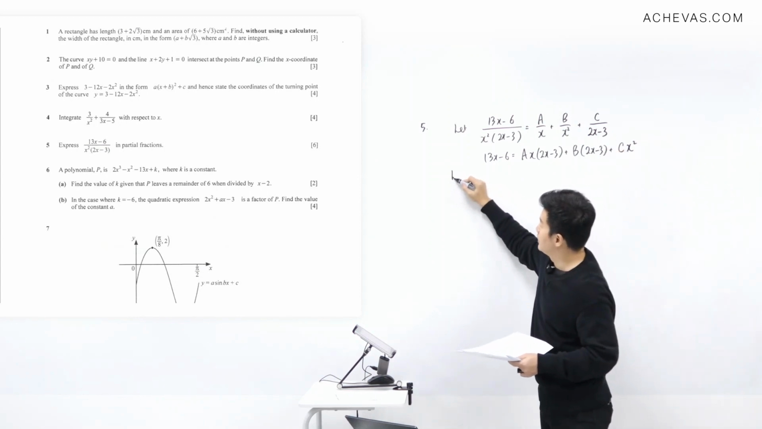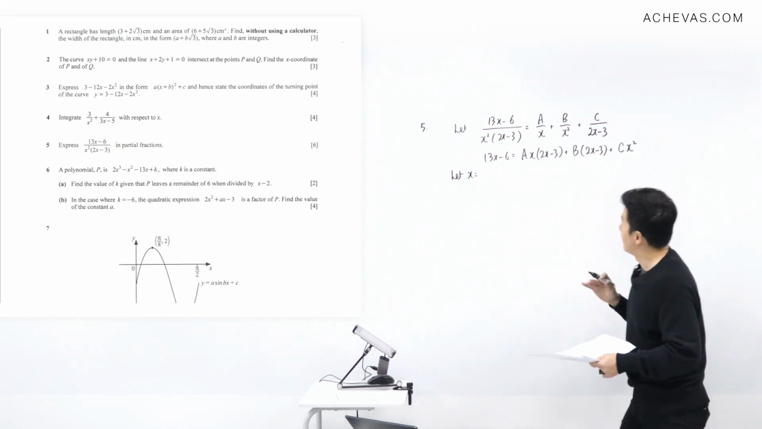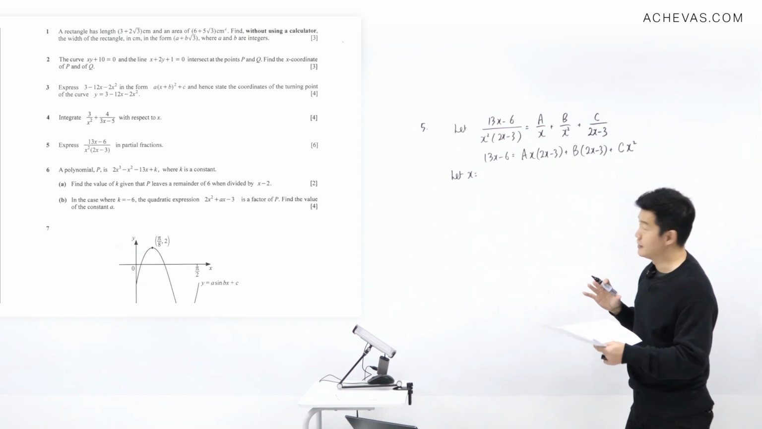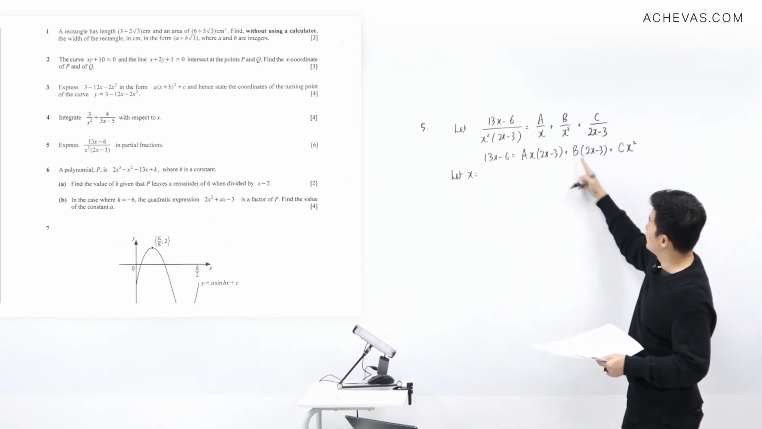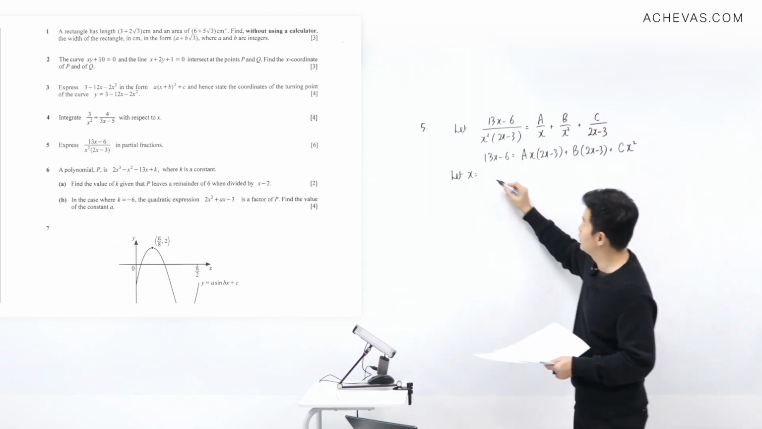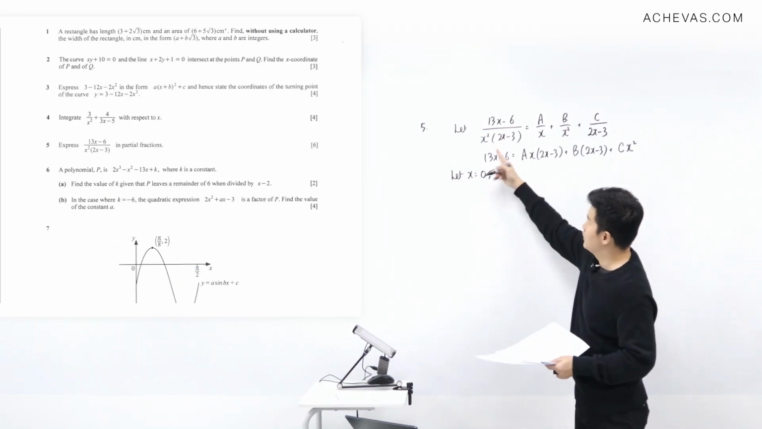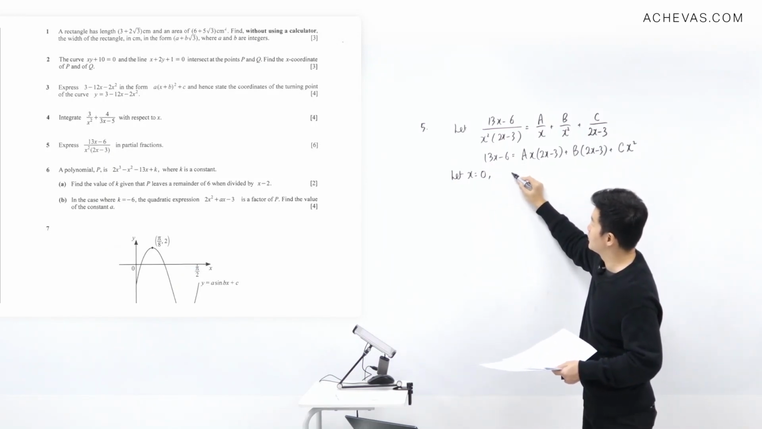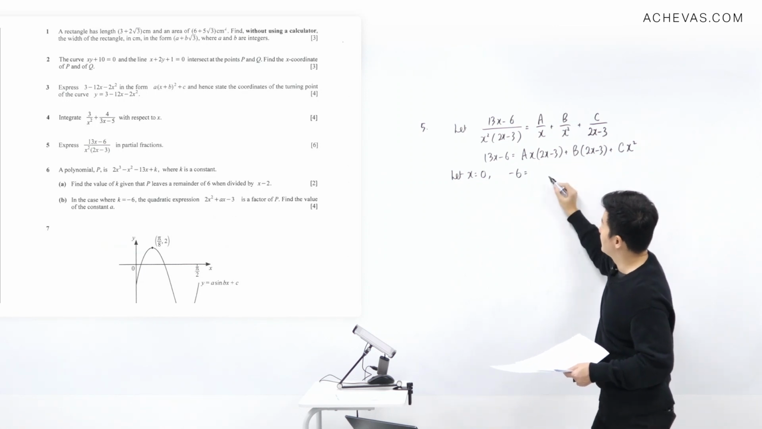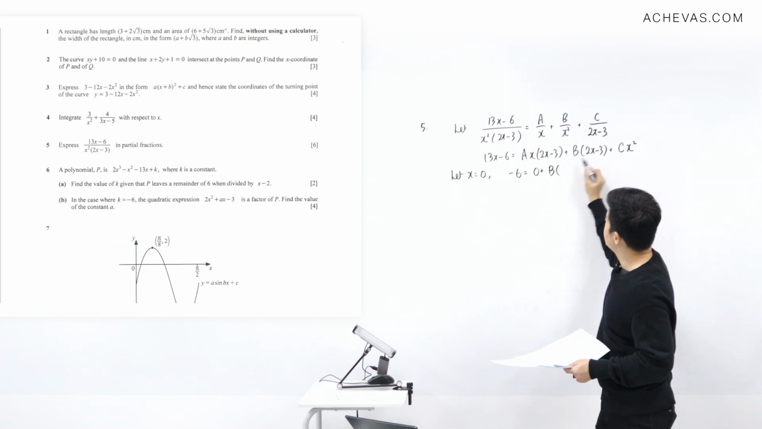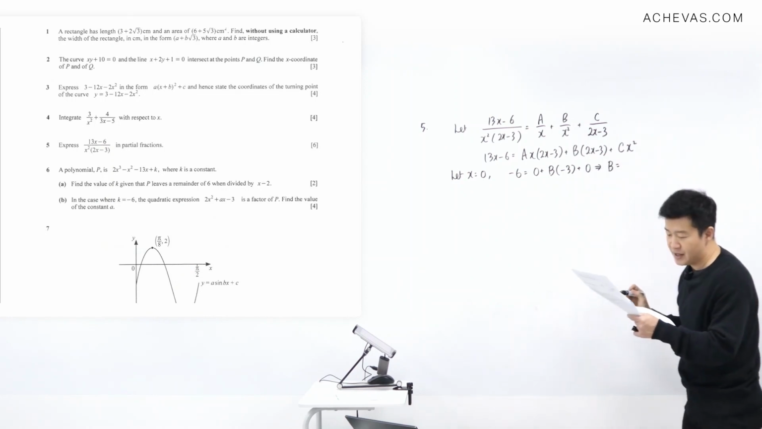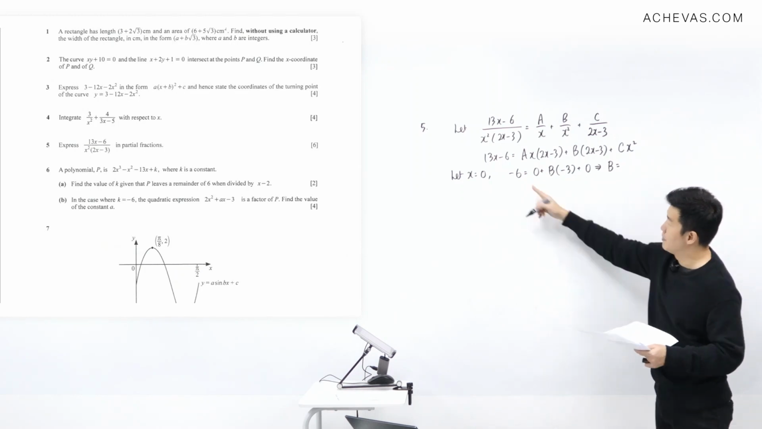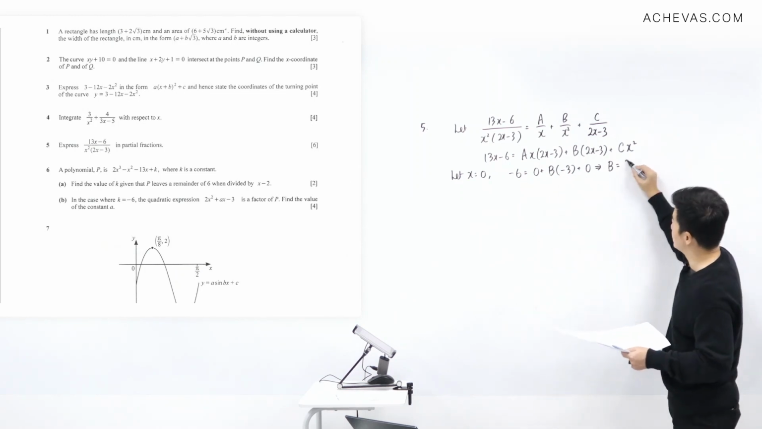For example, if I were to let x be equal to 0, this term will disappear because it has an x, and this will also disappear. So I will be able to solve for b directly. I think this is a good number to go for. Letting x be equal to 0, on the left-hand side we will have 0 minus 6, so it's just minus 6, which is equal to 0 plus b times (2 times 0 minus 3), which leaves minus 3b, plus 0. This gives us the value of b: minus 6 divided by minus 3 is equal to 2.